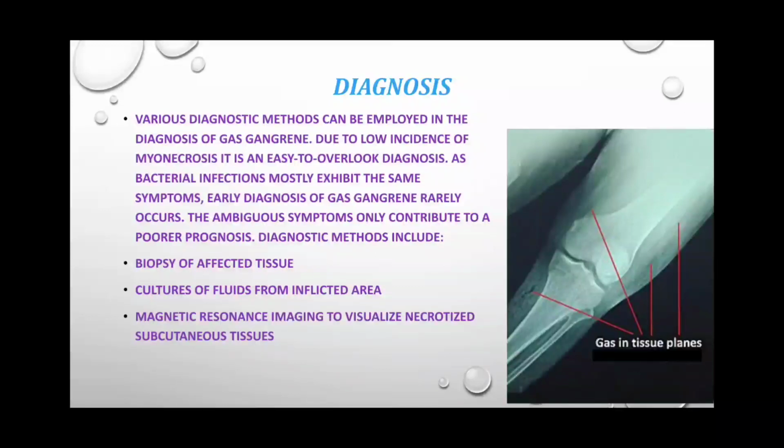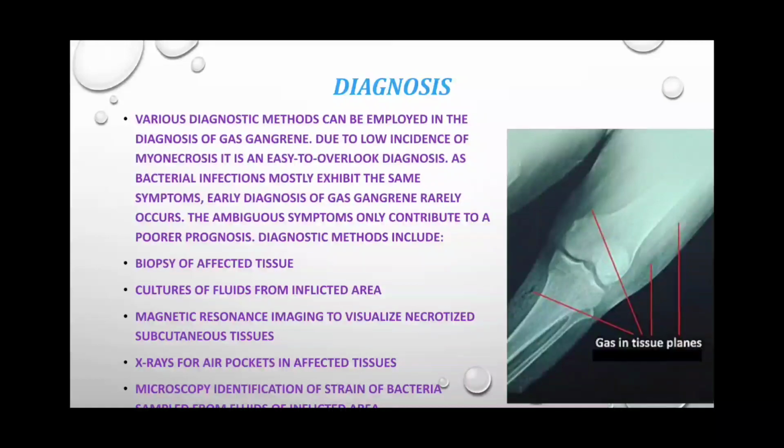We can do an MRI examination to visualize this necrotized region under the subcutaneous tissues, and also an X-ray examination. We can also see the necrotized region in the affected tissues. Also we can microscopically identify the strain of bacteria. So these are the main methods of diagnosis of this gas gangrene. In this picture we see an X-ray examination of a person who has gas gangrene in the leg.